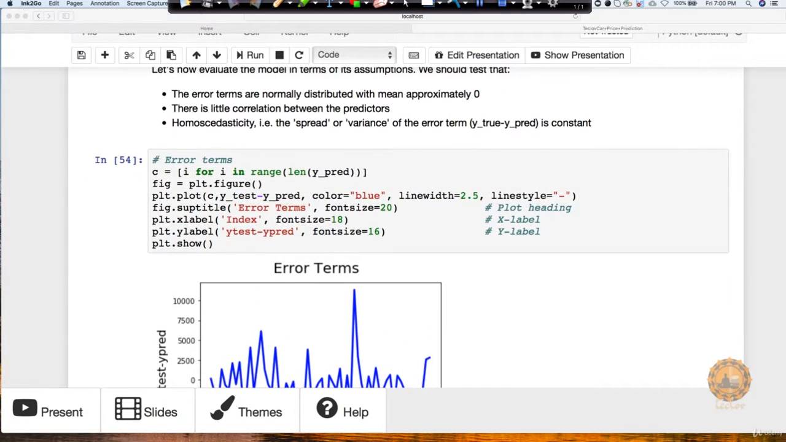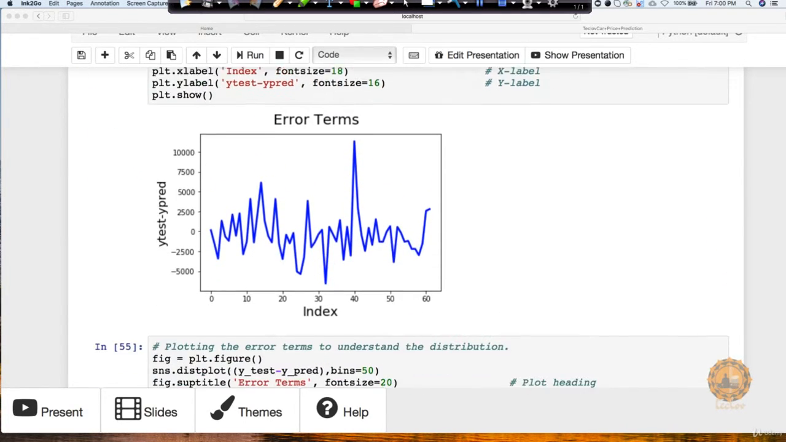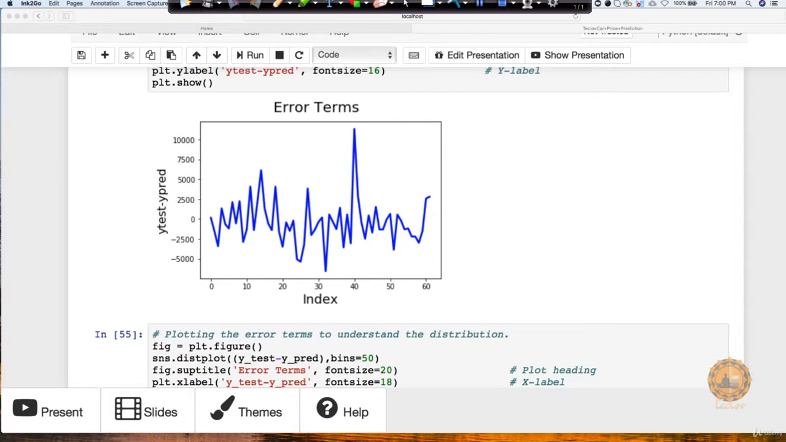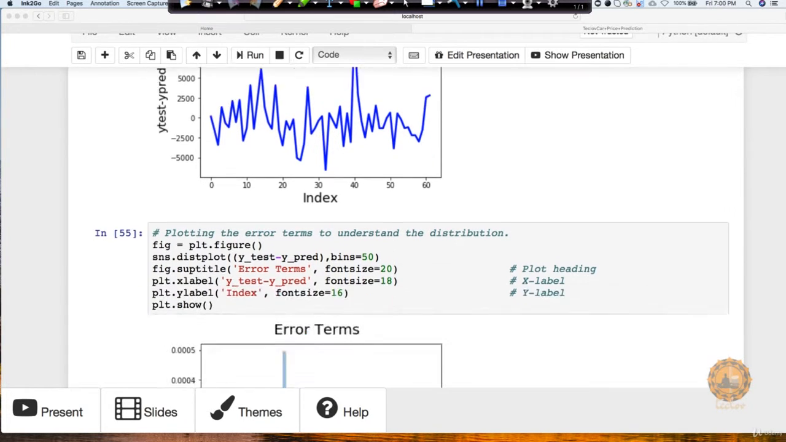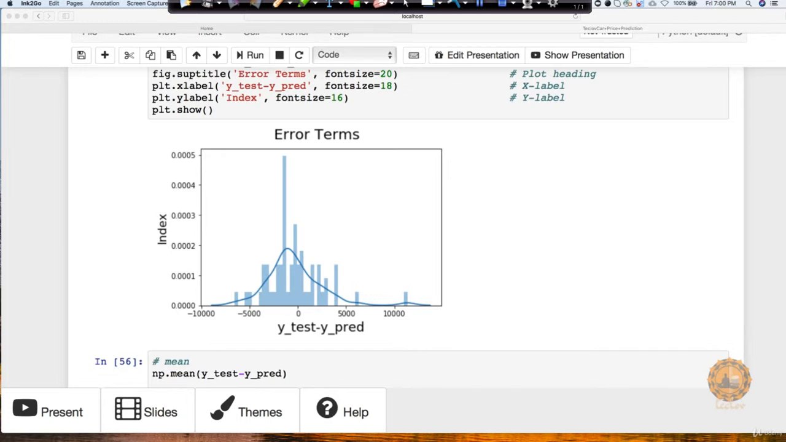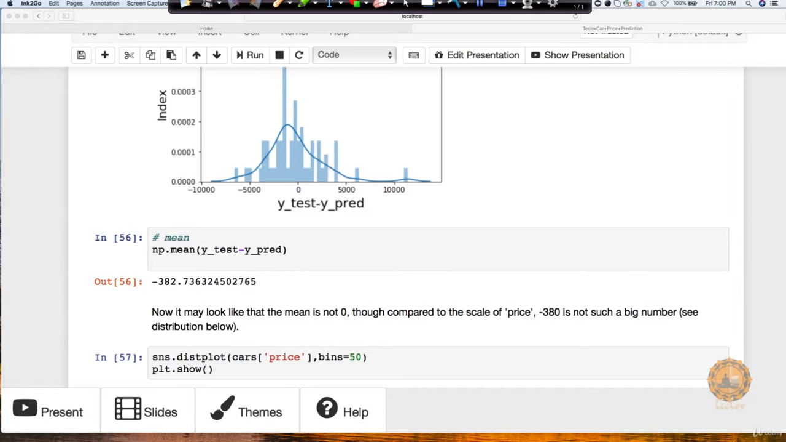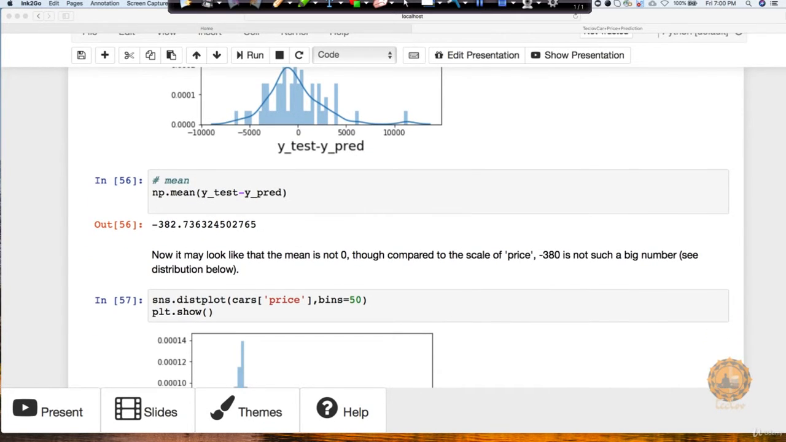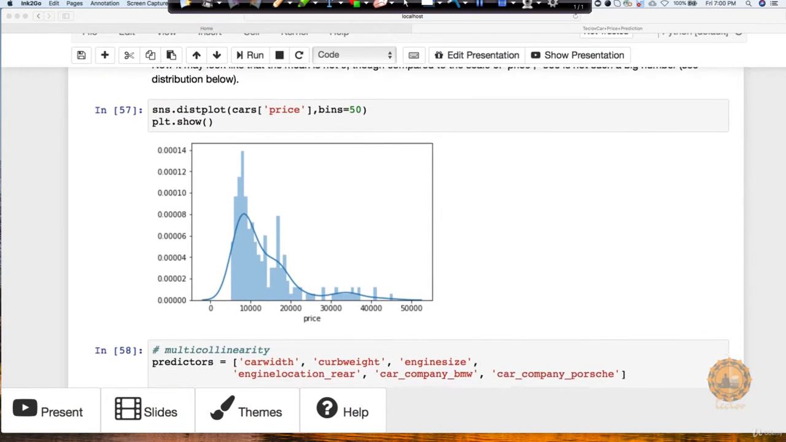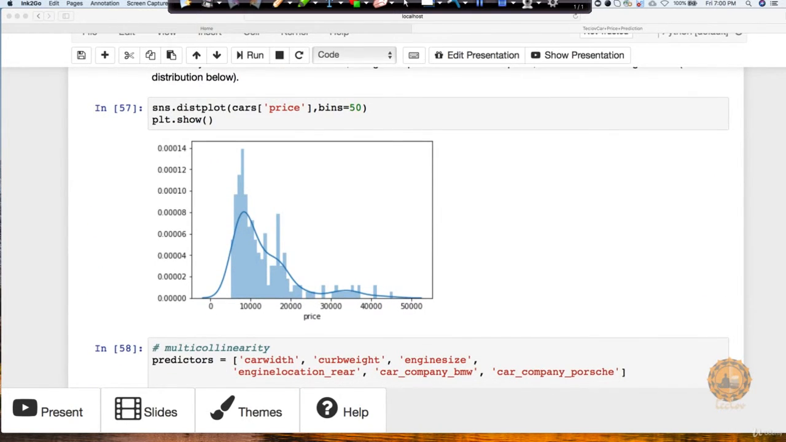Now look at this. When we have plotted this error term, you can see that the values are more or less around zero. In fact, we can see the other plot, which is y test minus y pred, and you can see that this is around zero. And if we calculate the mean value, it tells us that we are coming around minus 382, which is almost close to zero, right? Because if you look at the whole distribution, this minus 382 is not a very huge term. Further to that, we can see the distribution of this plot.